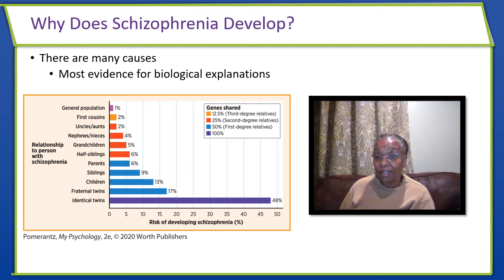Fraternal twins would be at 50%. Other relatives would demonstrate 25%. And then cousins or so forth in your family that might have it, the likelihood would be 12.5%. This graph gives you a good idea of the risk pertaining to family members.